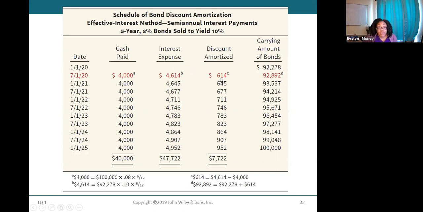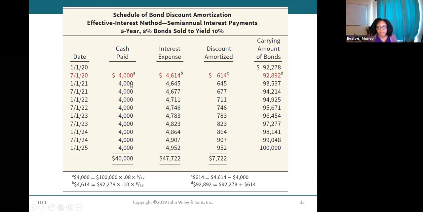So here is the key to the effective interest method. Once you're done with one period, you do have to find your new carrying value. When we reduce the discount on bonds payable, it ends up increasing the carrying amount of the bond. So we add the amortized discount to the previous carrying value to find our new carrying value. So you can go back and double check this, but this 92,892 is the 92,278 plus the 614.